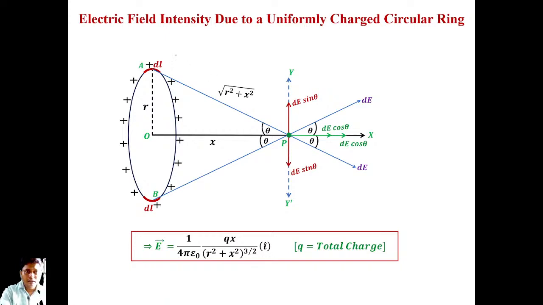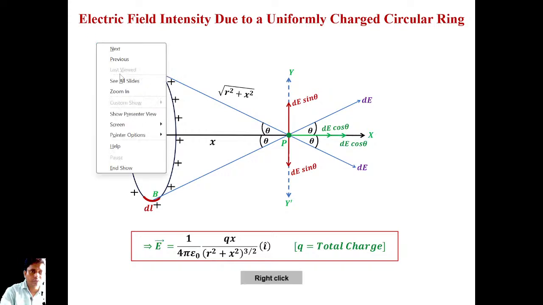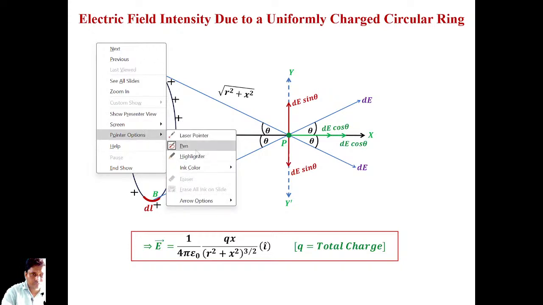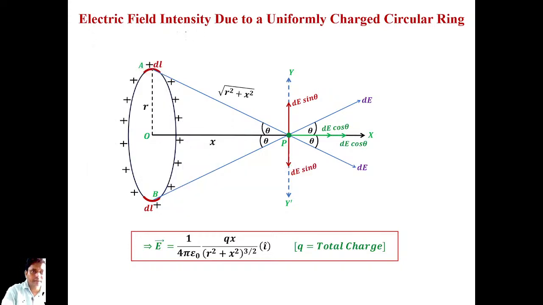In our last class, we discussed in detail the electric field intensity due to a uniformly charged circular ring at any point P on its axis. Then what will be the electric field intensity? That we discussed in our last class in detail, and we found this much. Also, two cases we discussed: if the point is at the center, what will be the value, and if the point is at a larger distance, what will be the value.